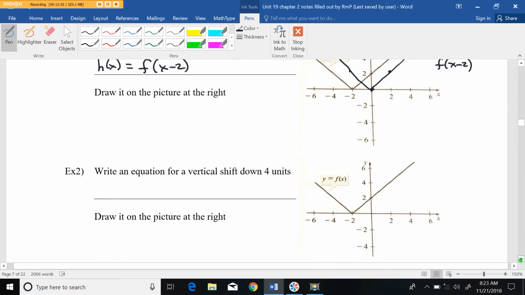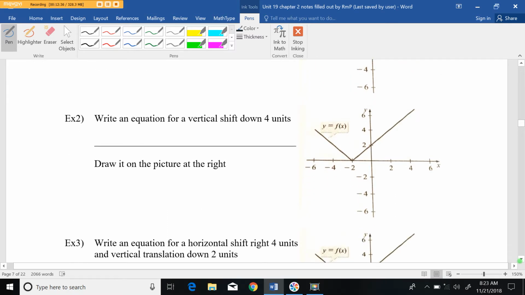All right, next one. Write an equation for a vertical shift down 4 units. So here's what they mean. We have some new function h of x, which is equal to the old one shifted down 4 units. Draw it on the right. So every point on this graph will be shifted down 4 units. So this one will go to here. This one will go to here. Let's see, this one, I believe that's at plus 2, is going to go down 4 units. That'd be minus 2. This is just a sketch. That one could have been better. Sorry. So here's a graph of f of x. Here's my new graph h of x, which is equal to f of x minus 4.